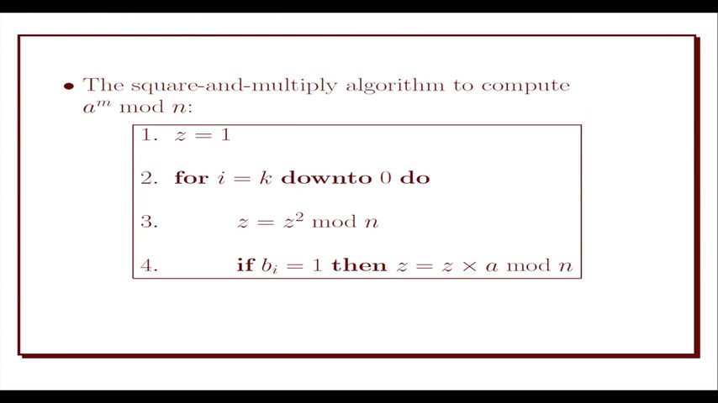We will write this in pseudo code like this. We start with z equal to 1, where z is our a to the power m. Now we start with bk, going down to b0. Every time we square z, so z is equal to z square mod n, and if bi is 1, only then we multiply with a: z is equal to z into a mod n. So every time we are squaring, and only when bi is equal to 1 do we multiply.